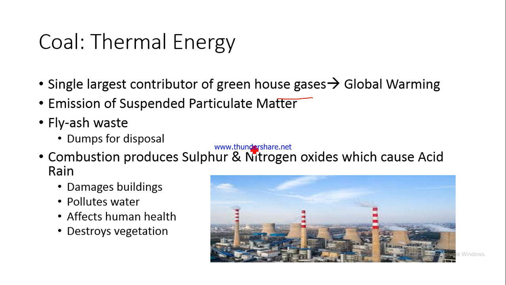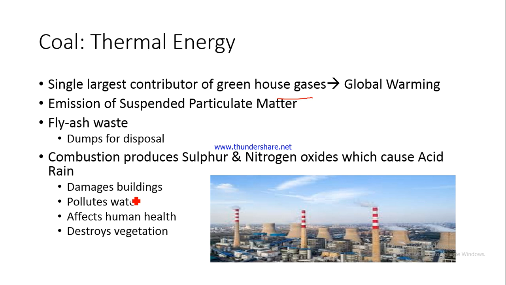And acid rain may cause so many issues, damages to buildings, in fact to our architectural monuments. For example, the Taj Mahal has suffered damage because of acid rain in the vicinity of Agra, because as you know, Agra is well known for the leather industry. So there used to be a lot of pollution in the vicinity of the Taj Mahal and a lot of emission of sulfur and nitrogen oxides, which used to ultimately cause acid rain.